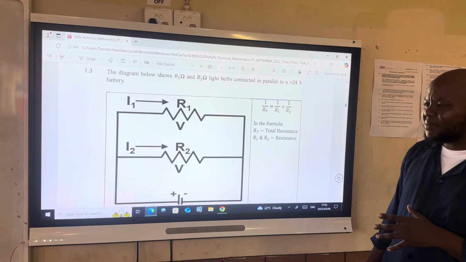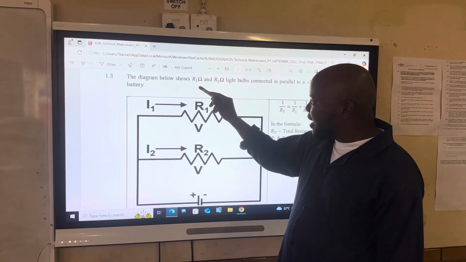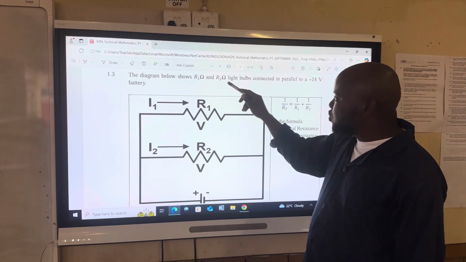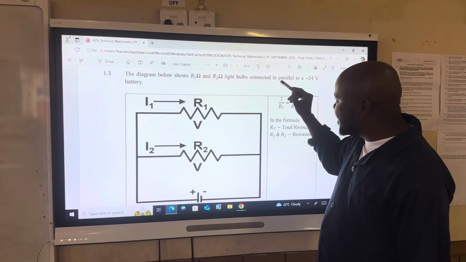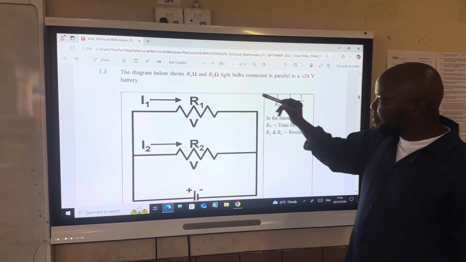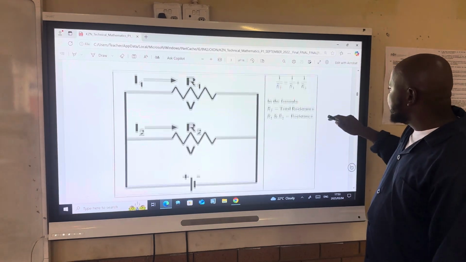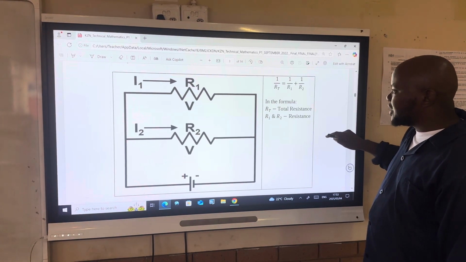So in this diagram, what are we given? We are given the diagram below, which shows R1 in ohm and R2 in ohm, light bulbs connected in parallel to a 24 volts battery. We are given our circuit there.